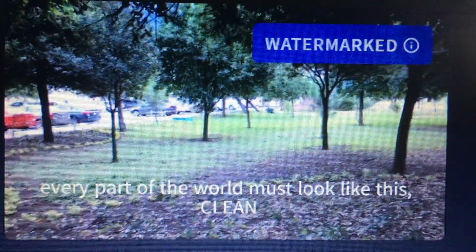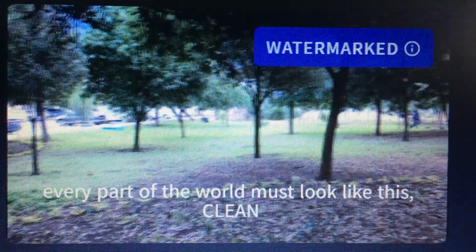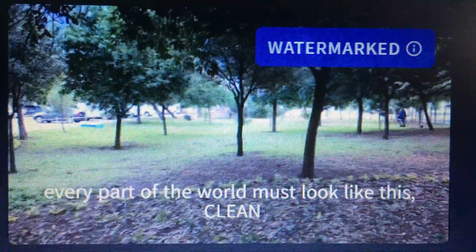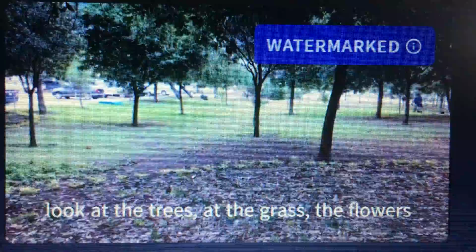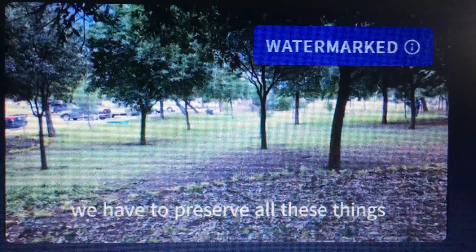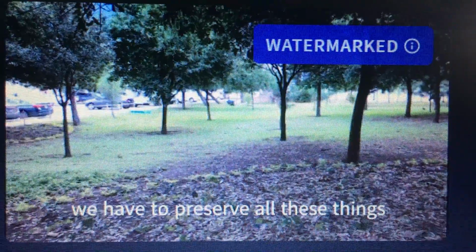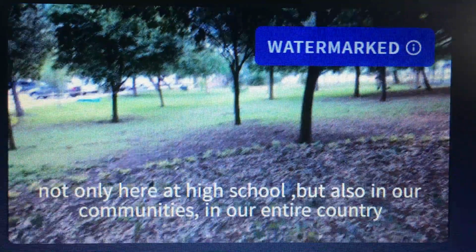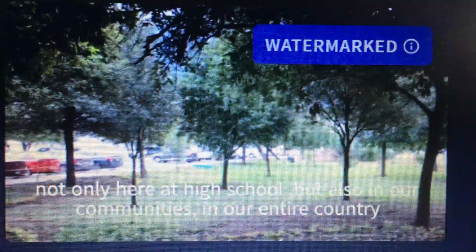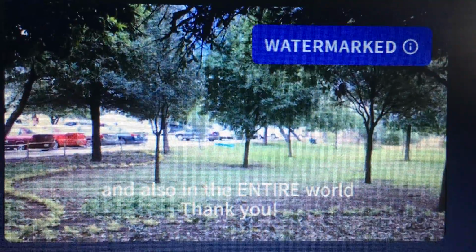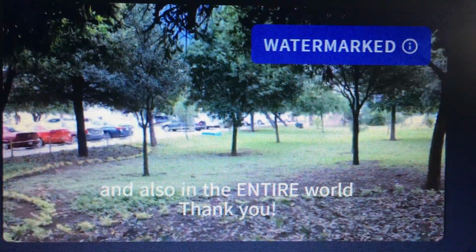Look at this place. You want to lose it? Every part of the world must look like this. Clean. Look at the trees, at the grass, the flowers. We have to preserve all these things, not only here at high school, but also in our communities, in our entire country, and also in the entire world. Thank you.